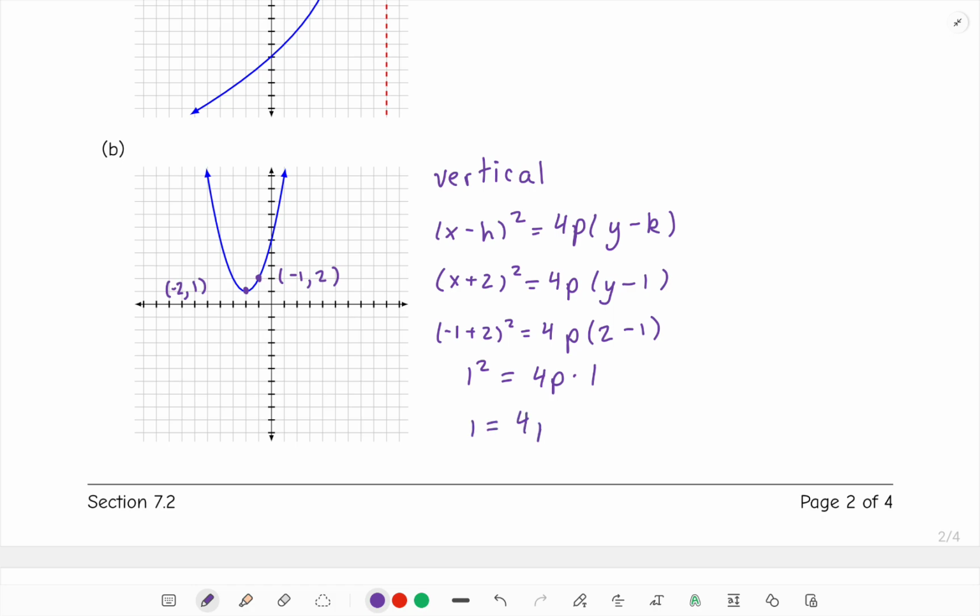1 equals 4p. Actually, I'm going to show you a trick here. You could go through and solve for p and get p is equal to 1/4. But in my equation, I want to know what 4p is. Well, this equation says 4p equals 1. So I'm just going to replace 4p by 1. So we get (x plus 2) squared equals 1 times (y minus 1). And of course, you don't actually have to write the 1 there.